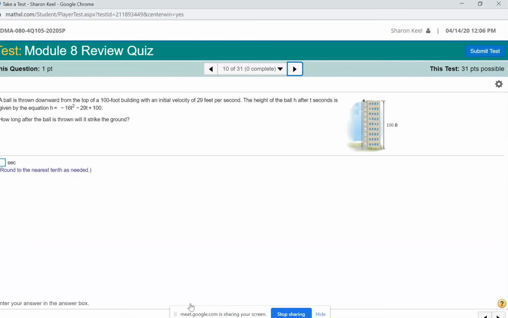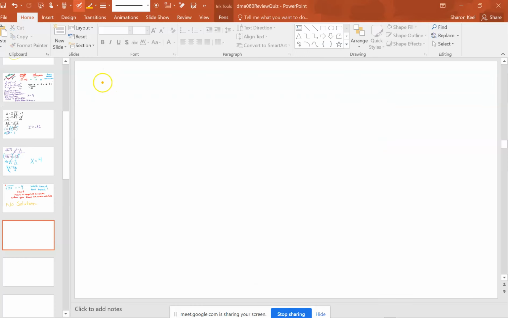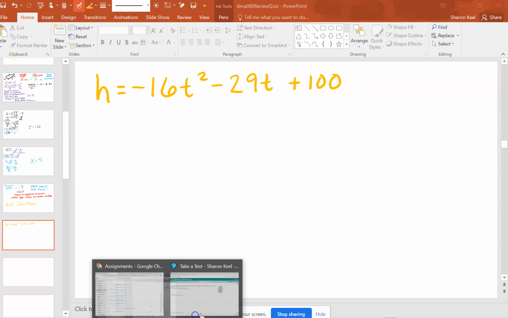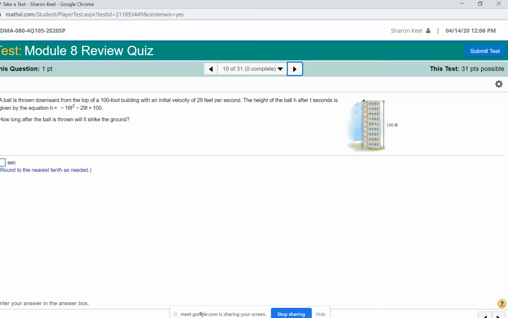And let's do one more. Oh, this is a real easy one. A ball is thrown downward from the top of a 100-foot building with an initial velocity of 29 feet per second. The height of the ball, h, after t seconds is given by this equation. H equals negative 16t squared minus 29t plus 100. How long after the ball is thrown will it strike the ground?